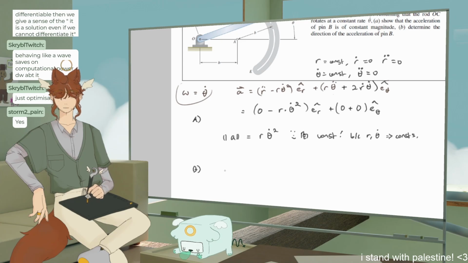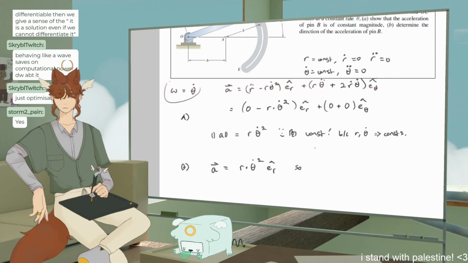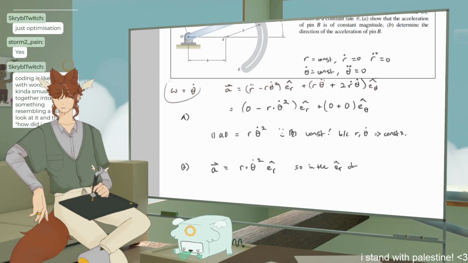Because it's A equals r dot squared, e_r. So, in the e_r direction.